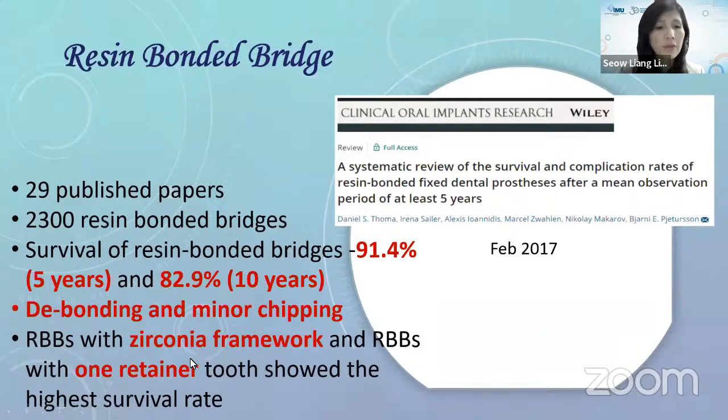And they also found that RBB nowadays with zirconia framework showed a good success outcome as well, and with one single retainer. And this has been communicated with us through various literature that we know cantilever type of RBB tend to have better success rate, because if you have two wings, the two teeth at the side have differential movement because your mouth is curved.